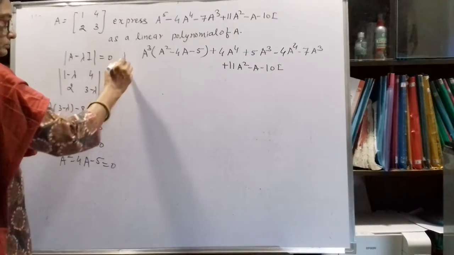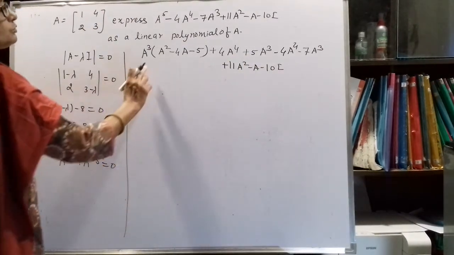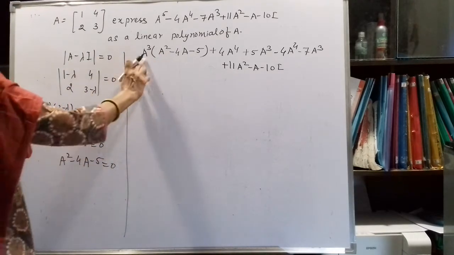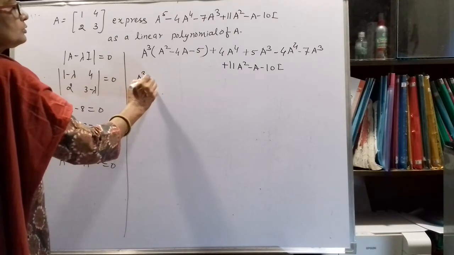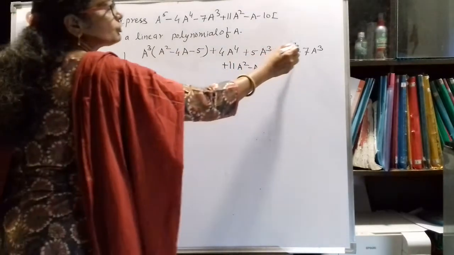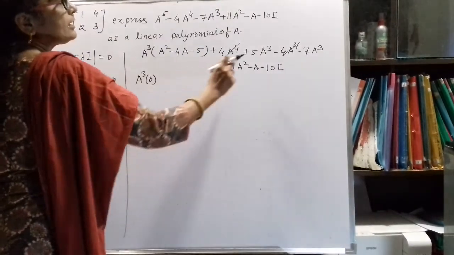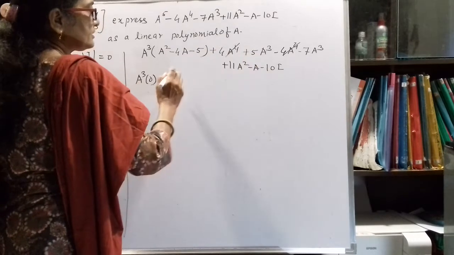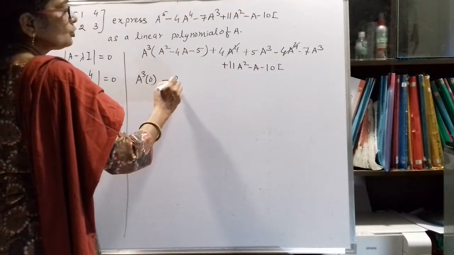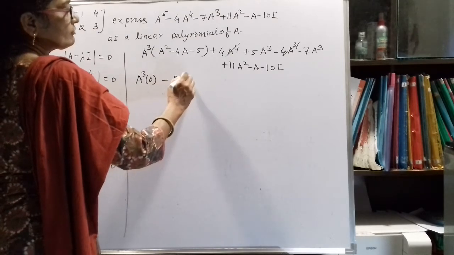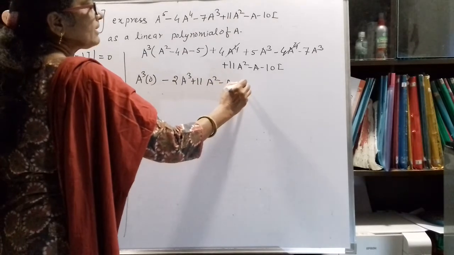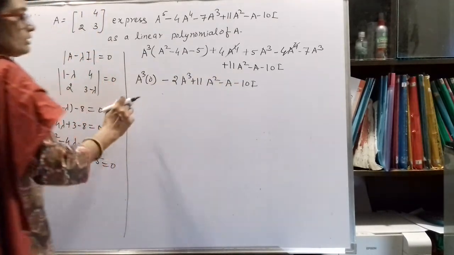Now this is equal to 0. Since this is equal to 0, so using this we will get A cube into 0. So this is reduced in the form. Now plus 4A raised to 4 minus 4A raised to 4 will get cancelled, and 5A raised to power of 3 minus 7A raised to power of 3 will get minus 2A raised to power of 3 plus 11A square minus A minus 10I. Now this is equal to 0.